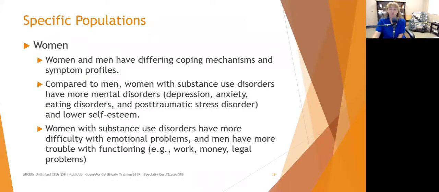Women and men have different coping mechanisms and symptom profiles. Compared to men, women with substance use disorders have more mental health issues like depression, anxiety, eating disorders, and PTSD, and lower self-esteem. That doesn't mean that men don't have any or all of those, but the percentage is higher, or at least we think the percentage is higher in women. Women with substance use disorders have more difficulty with emotional problems, and men have more trouble with functioning, such as keeping a job, managing their money, and legal issues. At least that's what the book says.